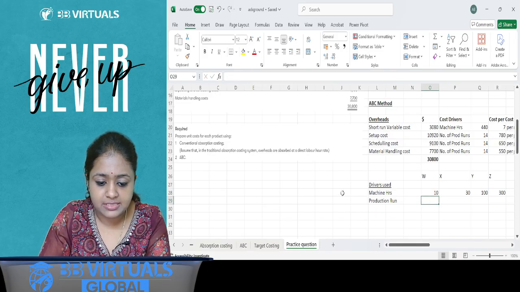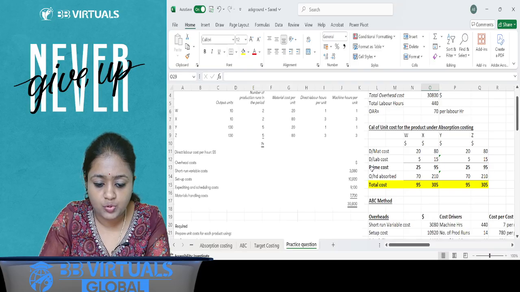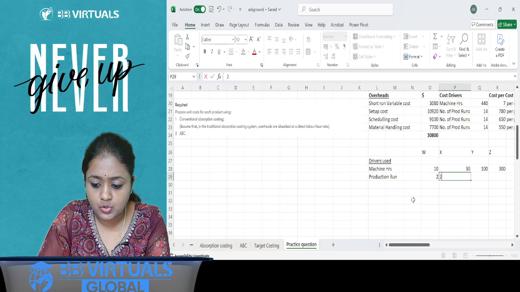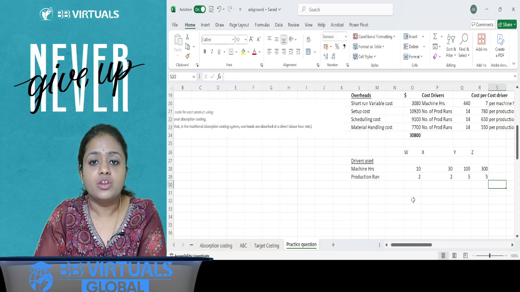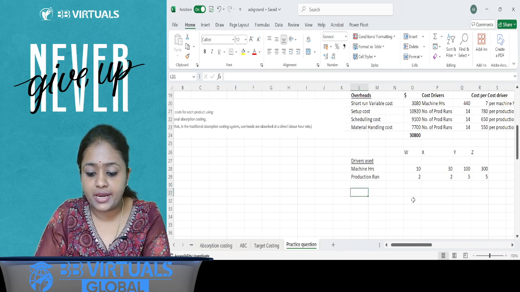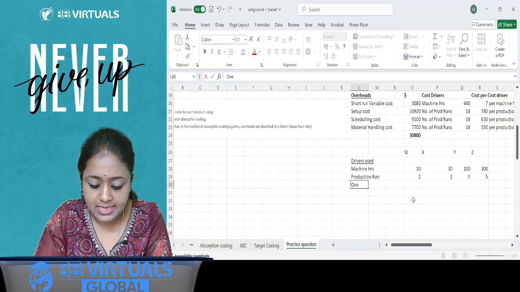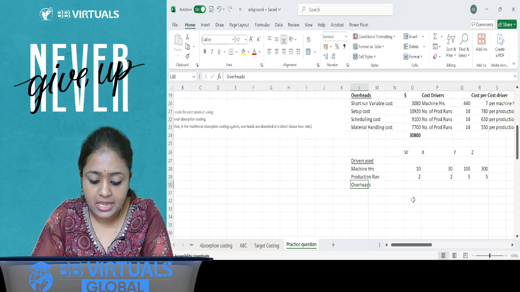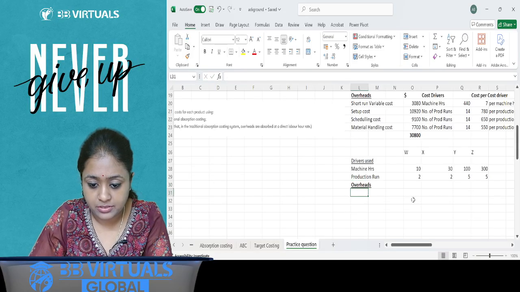Okay, production runs are also given to you here, 2255. Now let's allocate the different overheads based on this. So let's have the overheads listed here and then I will do the allocations.